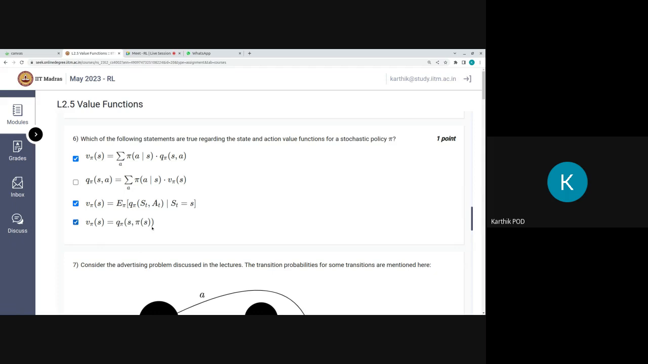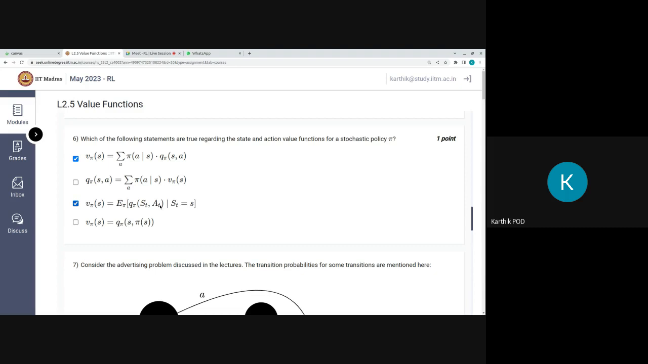So pi of s is actually, what is pi of s? The current policy at state s, right? What action to choose from state s? But we have been given this fact that policy is stochastic, right? So since it's stochastic, you can't just write pi of s. You can only get a probability distribution over the actions starting from state s, right? So this is therefore incorrect.